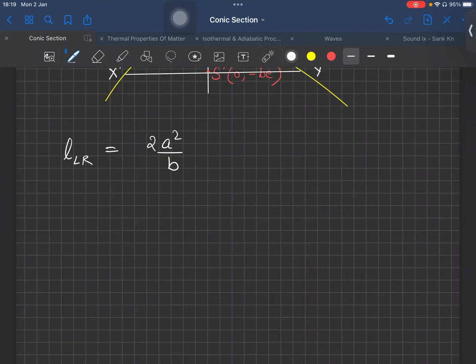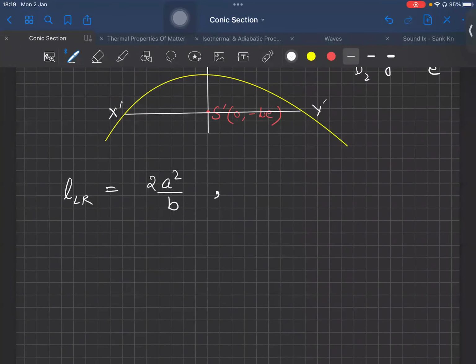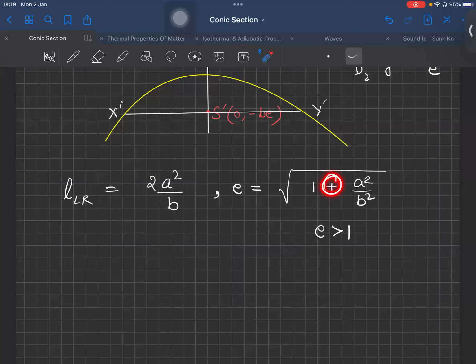What will be the eccentricity? Square root of 1 plus a square upon b square. Got it? Eccentricity is always greater than 1. Then only it is a hyperbola. That's why it has to be plus here. It cannot be minus. In case of an ellipse, it is minus. Okay?